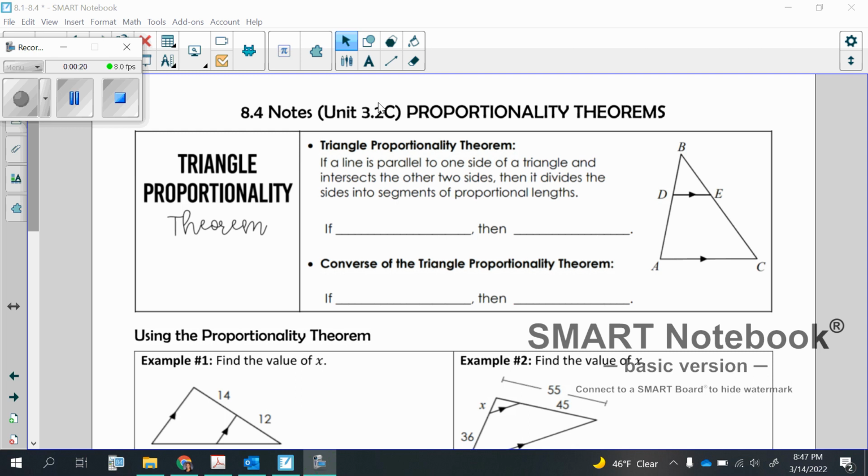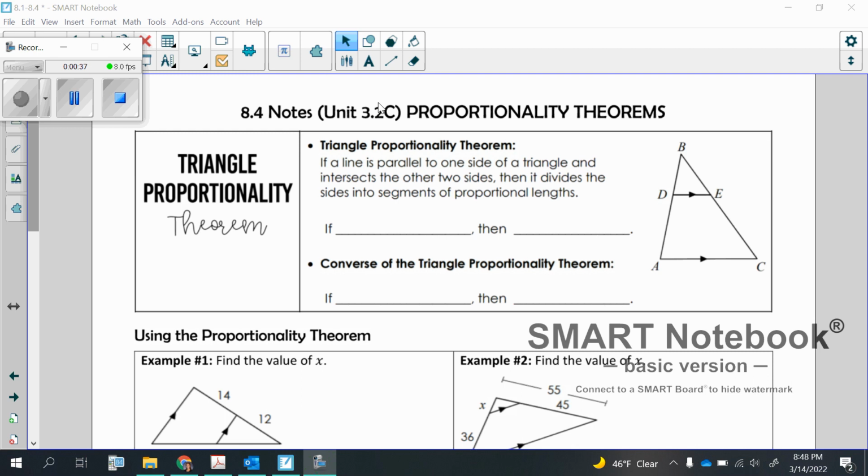Okay. Today we're going to just have some short notes on the triangle proportionality theorems. So I'm going to go through them quickly. You can pause it, you can stop it. If you have any questions, feel free to play it back, and then I'll be happy to answer anything over email or when I get back.